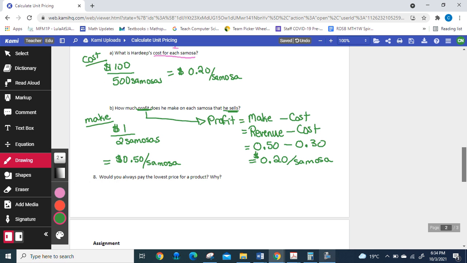Doesn't sound like a lot. And lots of food places don't make a lot on things. They just have to hope that they sell enough that it adds up to make it worthwhile.